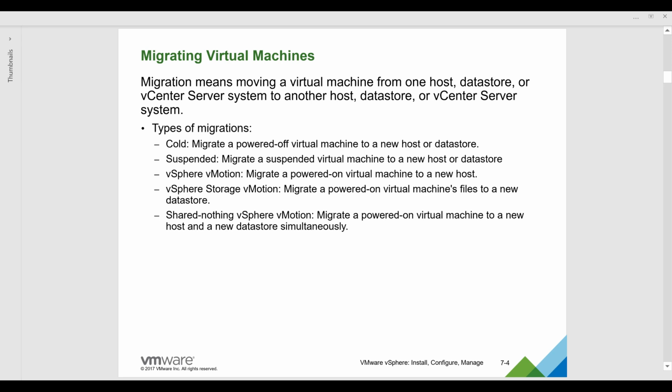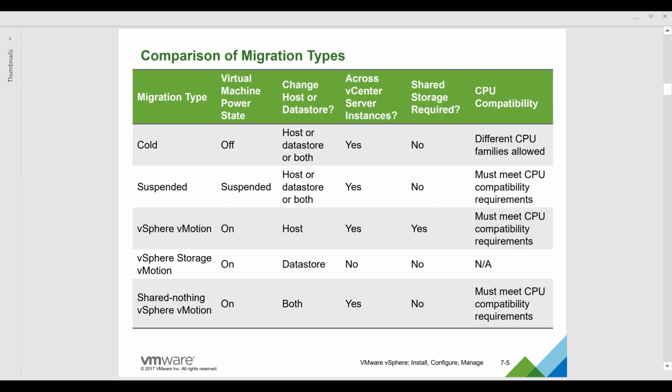We use vSphere vMotion. This will migrate a powered on virtual machine to a new host. Storage vMotion will move a powered on virtual machine to a new data store. Shared nothing vSphere vMotion is migrating a powered on virtual machine to a new host and new data store at the same time. This is a chart of our migration types.